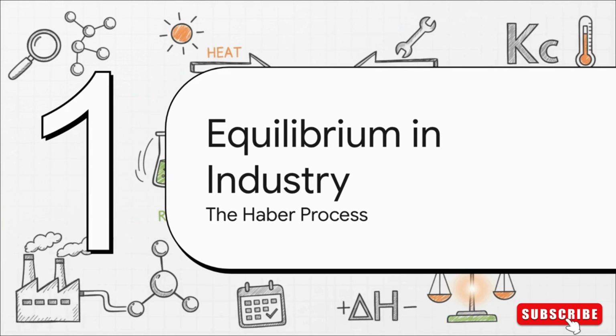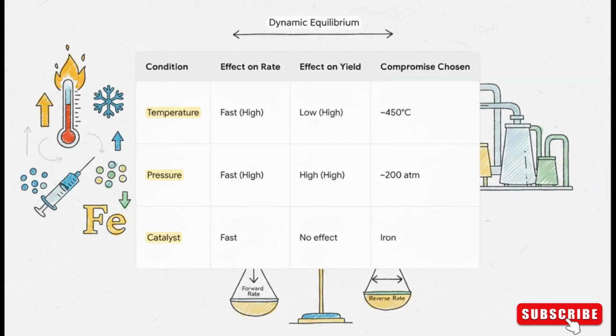Okay, so why do we care about any of this in the real world? Well, let's look at maybe one of the single most important chemical processes in human history, the Haber process. This is how we make ammonia, which is the key ingredient in fertilizers that help feed literally billions of people. The reaction to make ammonia gives off heat. It's exothermic.